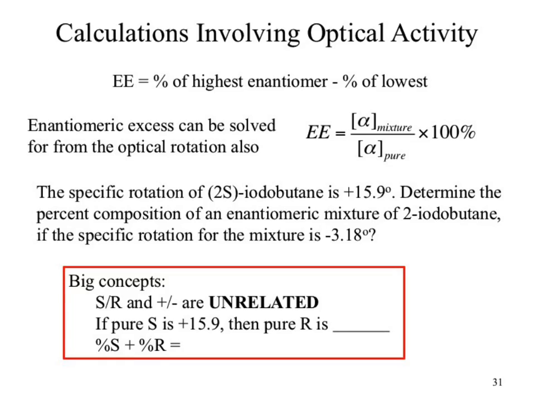The big concepts I want you to get out of this. S and R and plus and minus are unrelated systems. Plus and minus is experimental. R and S is structural. You're looking at a physical structure. Okay? If pure S is plus 15.9, then pure R is negative 15.9. It is the exact numerical value, but the opposite direction.